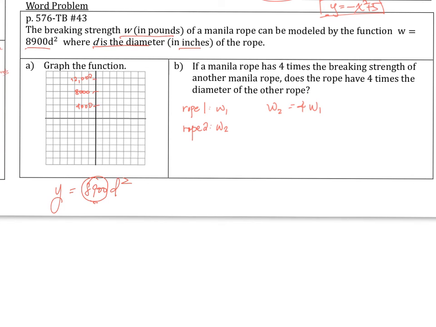Because I don't have a lot of graphing space, I'm going to make my increments very big. So this is the first thing I do. Plot the (0, 0). And then when d is -1, it's going to be 8,900. So that's going to be about here. And its reflecting point.